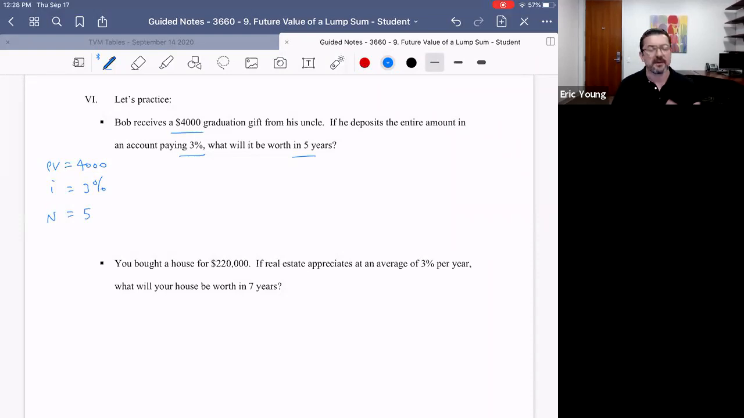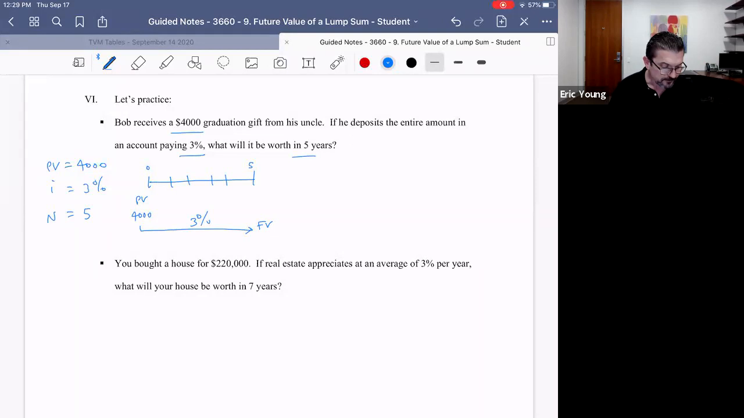If you were confused by the abstracts, you could also lay it out in a timeline. You always start today as year 0. You're going to look ahead 5 years, so 1, 2, 3, 4, 5 years from now. This is the present value, $4,000. And what you're asking is, what will that $4,000 go to? What will be the future value if you get 3%? So you can visualize the flow of money over time with an attached interest rate to help map this out.